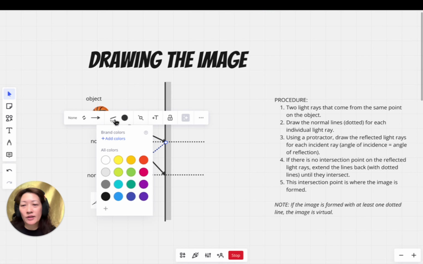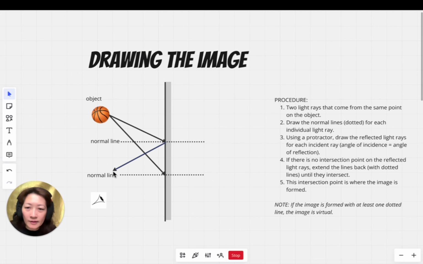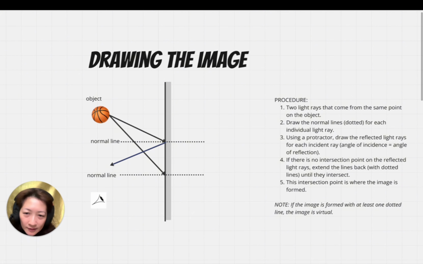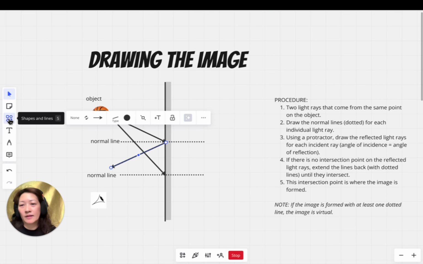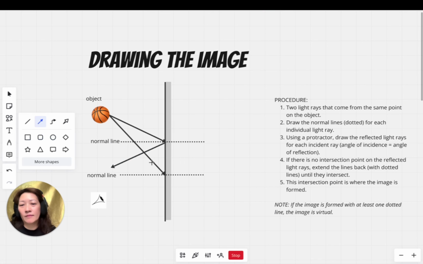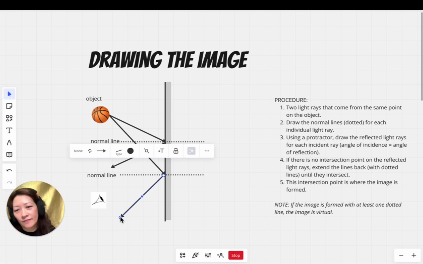I'm going to change this to a solid line. And let's make the angles equal on both sides. And we're going to also do this for the second light ray. So we have the two incident rays and the two reflected rays.